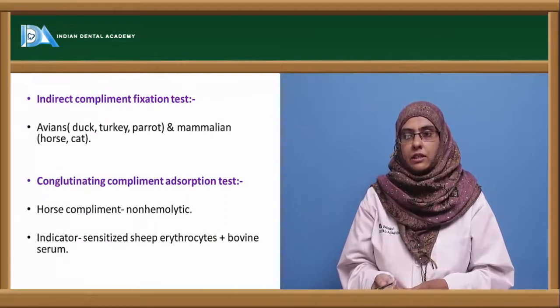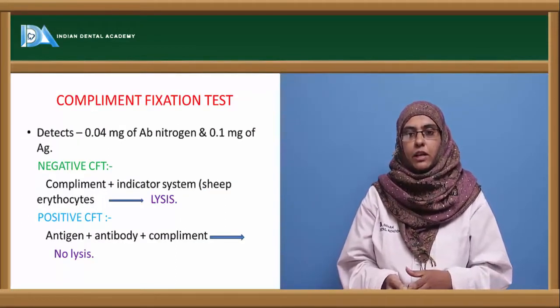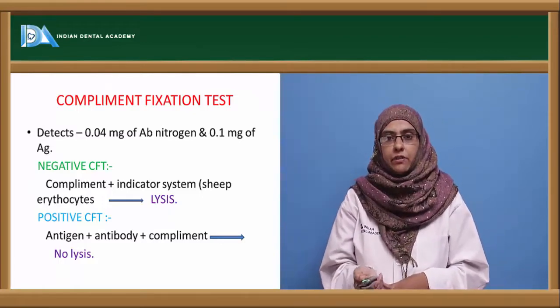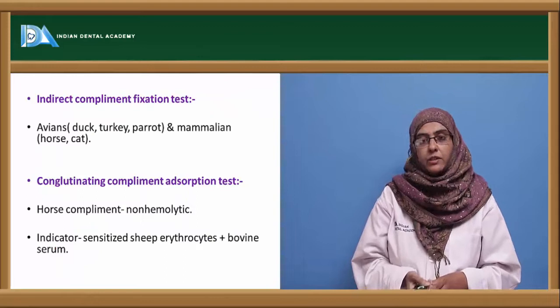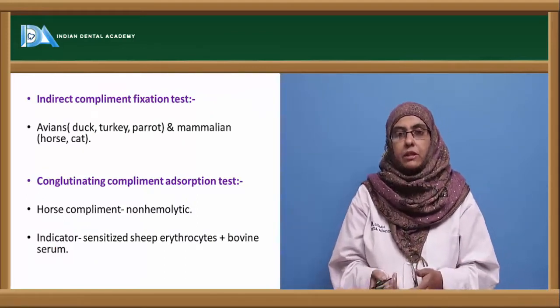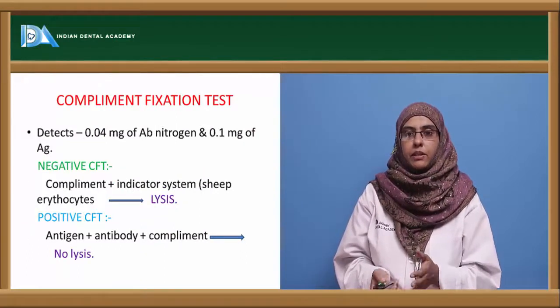The example of the tests that are mostly used to carry out the complement fixation test is the Wassermann test for the detection of syphilis. Now there is a certain modification of this complement fixation. There are some antibodies that do not fix the complement of the guinea pig.